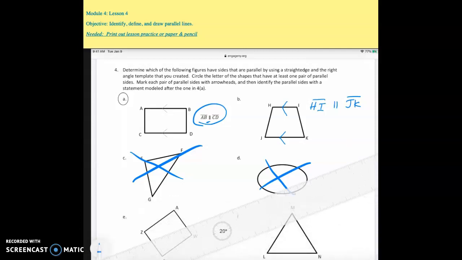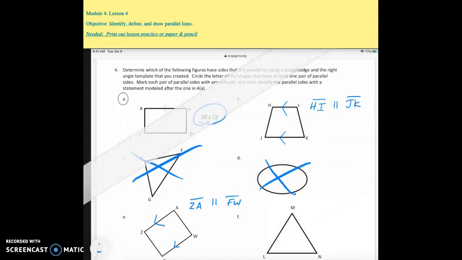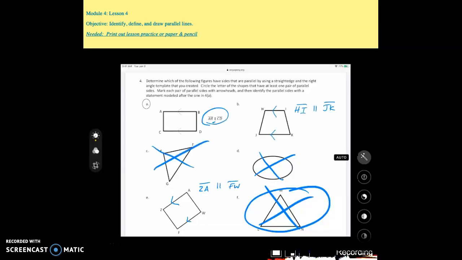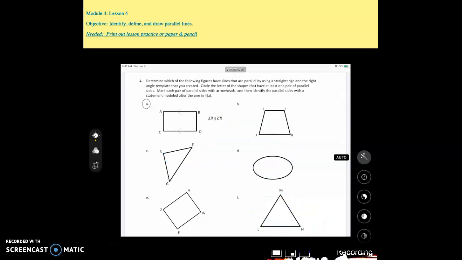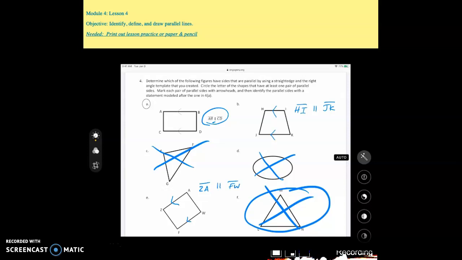All right, let's go over to the square here, or rectangle. Looks like line ZA is parallel to what? Yes, FW, that is correct. Line FW. Any parallel lines on a triangle? Yes or no? Nope. Definitely not. Not possible. A triangle cannot have any parallel lines because it doesn't have any right angles. It has to have right angles to have parallel lines.